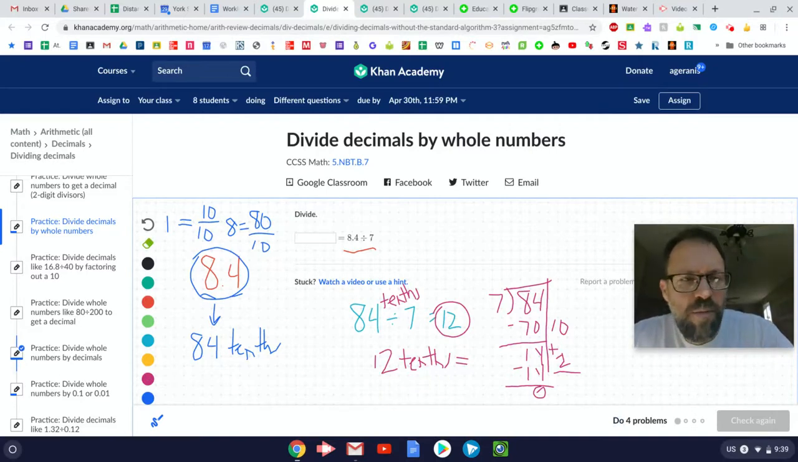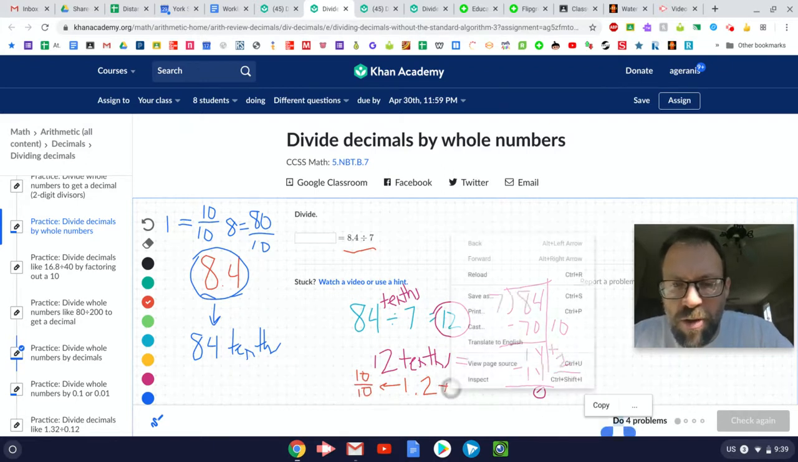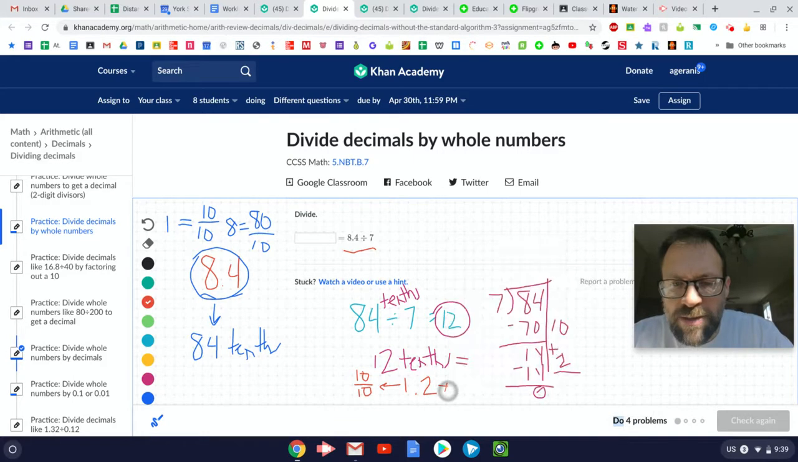That's 1 and 2 tenths. That's 12 tenths, right? There's 10 tenths in the 1 whole. And then there's 2 tenths over here. That's 12 tenths. I like both of those as well. I'm trying to write tenths. I'm going to stop trying to write tenths.